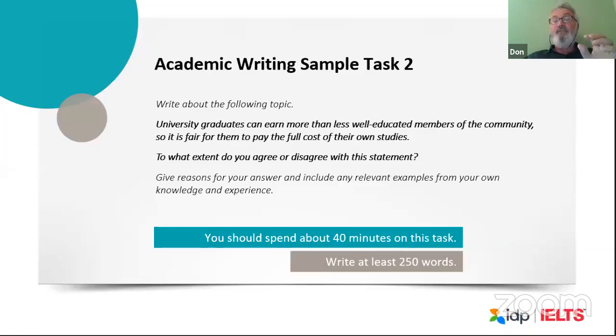And here the response is simple. Do you agree? Now you can answer this question quite easily. You can say, yes, I agree for these reasons. And that is a good answer. But sometimes the task 2 task is a bit more complicated. Sometimes you might be asked to discuss the reasons for something and solutions for something. So look very closely at what you are being asked to do in task 2 writing.